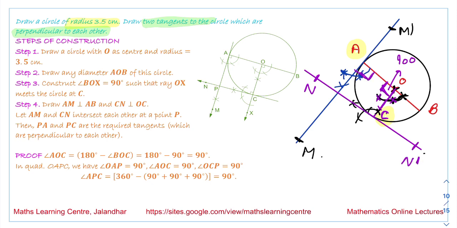Now what we have is this angle at A is 90 degrees, this angle at C is 90 degrees, and this angle at O is 90 degrees. So this angle over here is also of measure 90 degrees. The point where these two tangents M dash and N dash intersect, we call this point P, and if we draw the two tangents from this point P, then they are at an angle of 90 degrees. So these are the two required tangents, and this is the required point P.